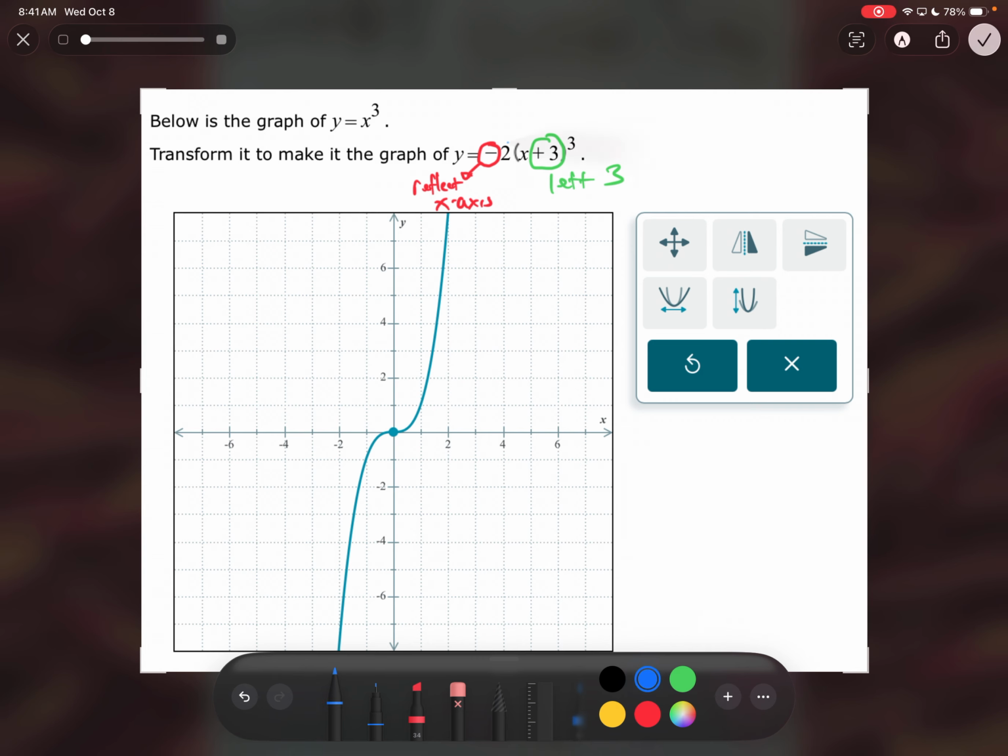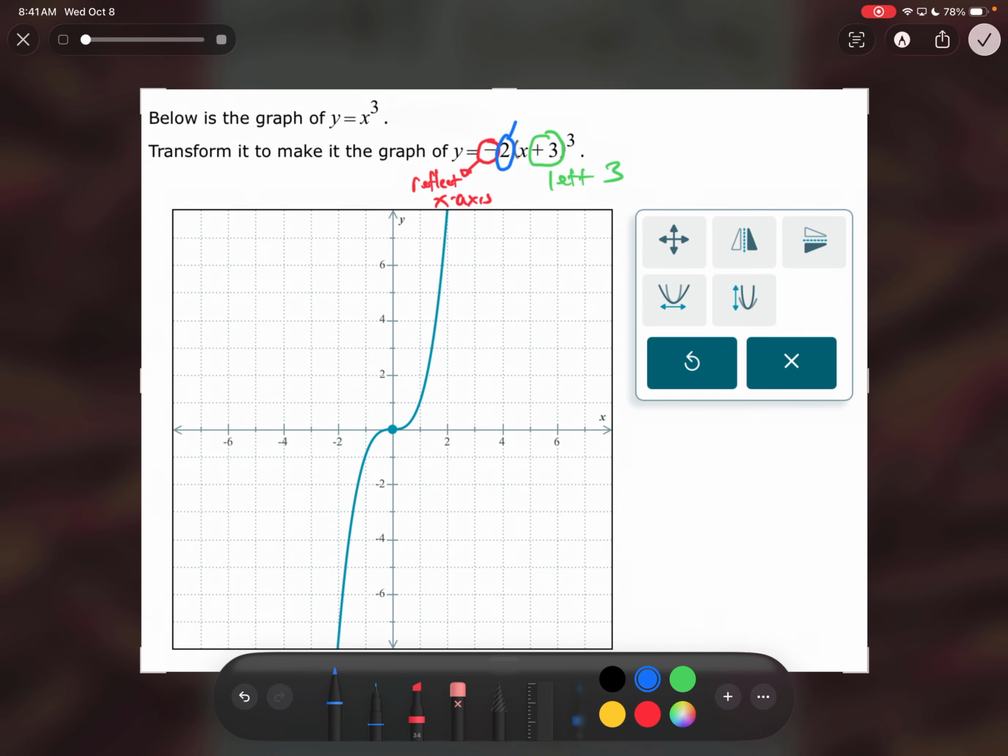This 2 right here. So every little thing in here that's changed from the original x cubed means something. The 2 is going to vertically stretch it. It's on the outside, so it's going to do something vertically. On the outside, you think normal. If I multiply something by 2, you would think it'd stretch it. Okay. These are a little harder to draw by hand when you're just doing it. But I'm going to go left 3.